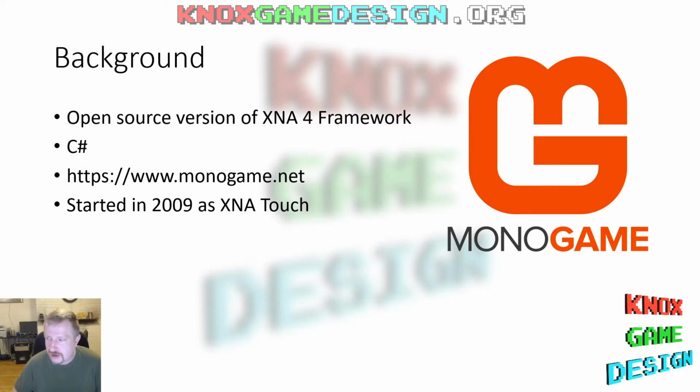So a lot of people have old games created with XNA, and you aren't able to run those anymore. So with MonoGame, which is an open source version that implements the XNA libraries, you can take those older games and bring them back to life. And I'll be showing maybe some examples a little bit later of how to do that. MonoGame uses, as XNA did, C# for the game development environment. You can find MonoGame at www.monogame.net. And it originally started in 2009 as XNA Touch.